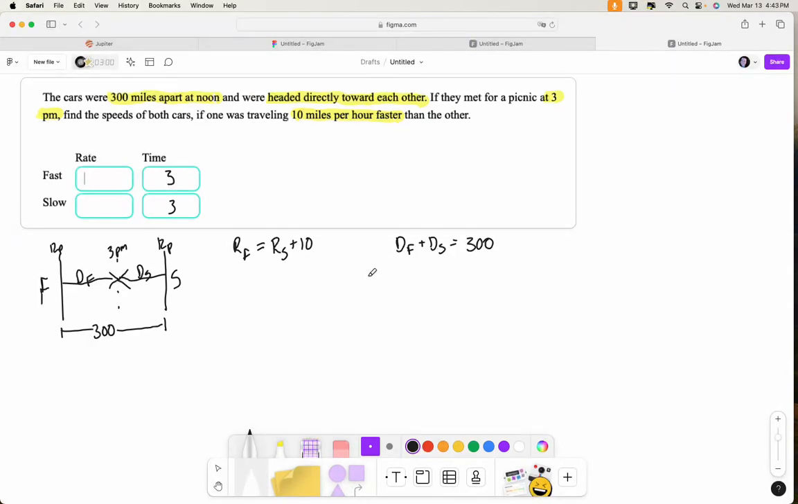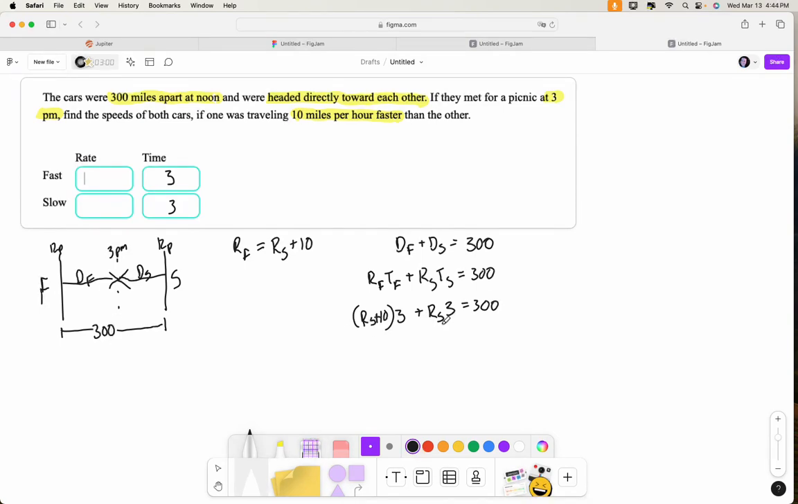Now we break that down. The rate of the faster car times the time of the faster car plus the rate of the slower car times the time of the slower car is equal to 300. Now we can just drop in the information that we have. We know the time is the same for both of them, and the rate of the faster car is equal to this. So we put that in, RS plus 10 times the time of the faster car, which is 3. Then we don't know what the rate of the slower car is, but we know the time is 3. Still equal to 300.